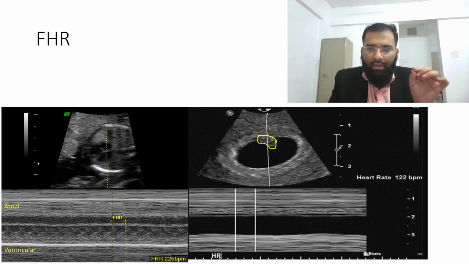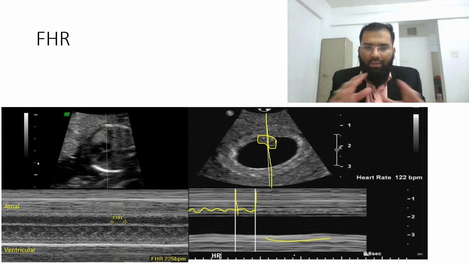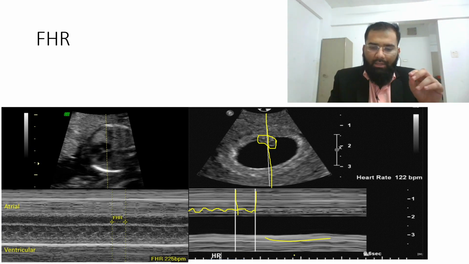In the region of cardiac activity, we have placed this cursor. This is the M mode cursor. And now, are you able to see this undulation? These undulations, what you get. And then you have to take the distance between two peaks or two troughs and you get the heart rate. So this is how you calculate the fetal heart rate.